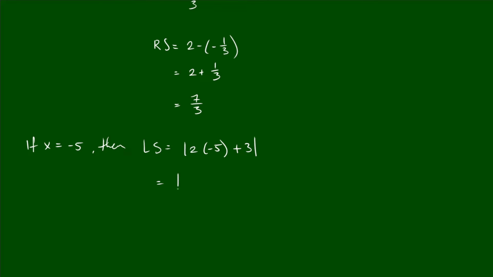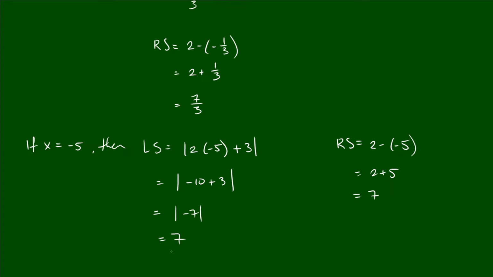So you do minus 10 plus 3. That's going to be minus 7, and the answer is 7. All right, let's do the right side over here. The right side is going to be 2 minus 5. That's 2 plus 5, and that is 7.